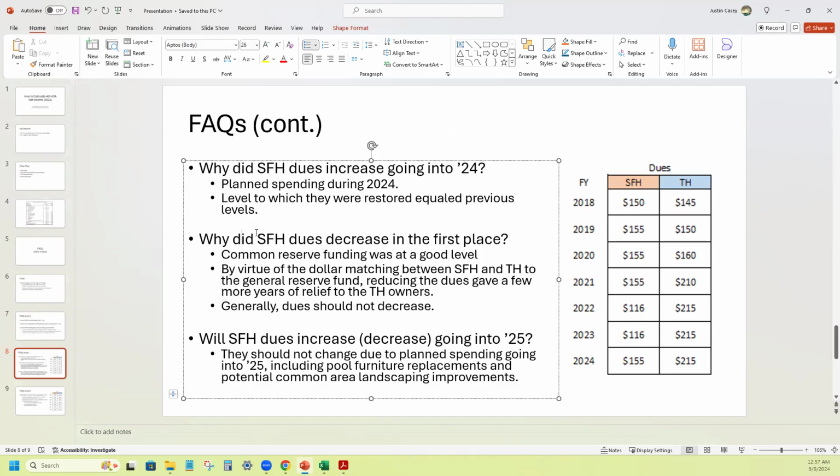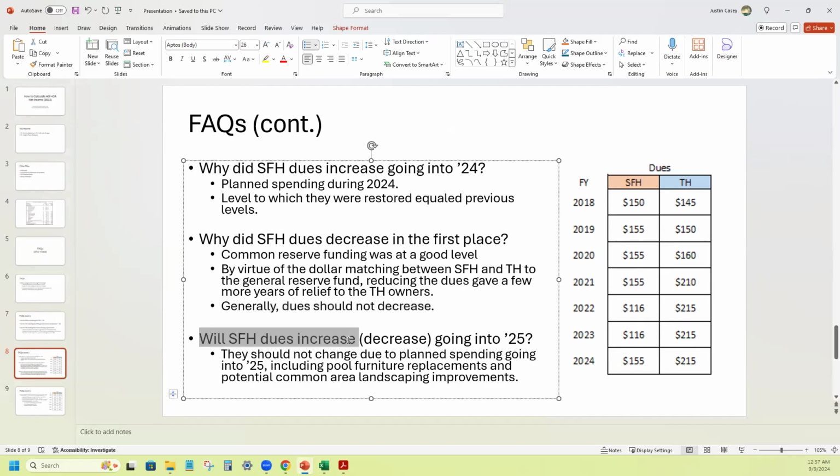So why did the single family home dues decrease in the first place? This is my understanding of it, because I wasn't presiding as treasurer at that time: the common reserve funding was at a good level by virtue of the dollar matching between the single family home and townhome to the general reserve fund. Reducing the single family home dues actually gave a few more years of relief to the townhome owners and allowed the townhome owner to contribute to the townhome fund. Generally, this is something I feel strongly about: dues should not decrease.